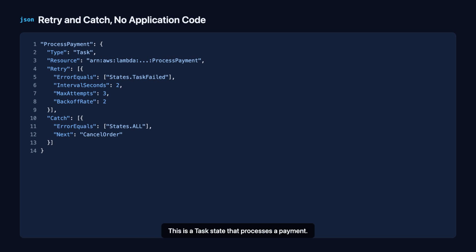This is a task state that processes a payment. The retry block says if it fails, wait 2 seconds, try again, back off exponentially, up to 3 attempts. The catch block says if all those retries are exhausted, don't crash. Transition to a cancel order step instead. That's the compensating action that undoes the order cleanly. All of this lives in the workflow definition in JSON. You didn't write a single try except line, and every future step inherits the same reliable pattern.